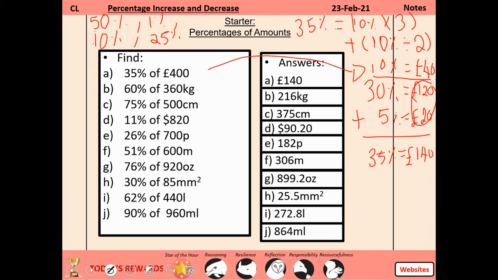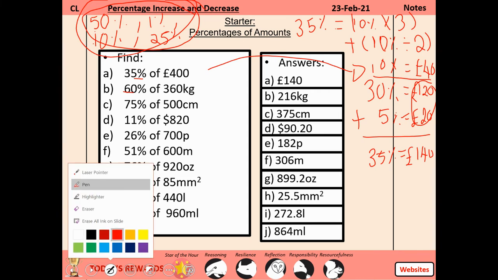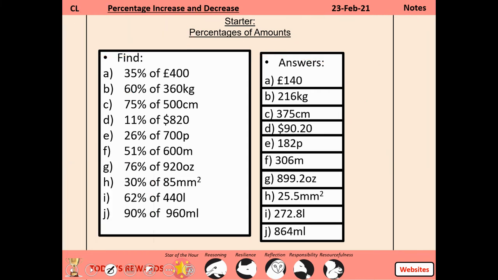So what you need to do is the first part: try to break it up in your head using these amounts initially. What can I do? How can I use these to work out these percentages of amounts? All right, so these are the answers, so please quickly mark them. And make sure you write the correct units as well.